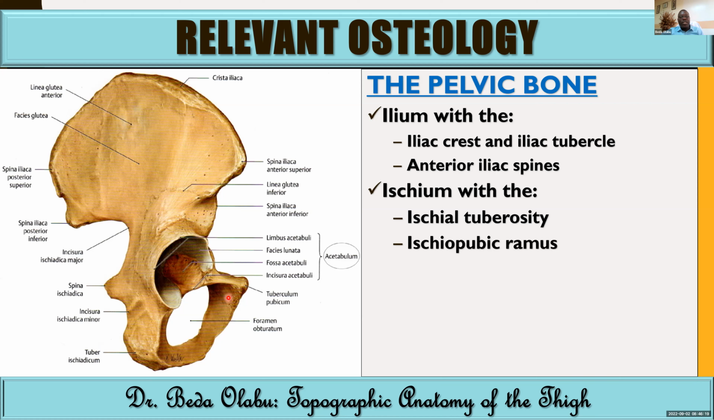The ischiopubic ramus is formed by two rami. Ramus means branch. Rami is the plural of ramus. This one here from the ischium going that way is the ischial ramus. And this one is the inferior pubic ramus, from this pubic bone. So the inferior pubic ramus and the ischial ramus are fused to form what we call the ischiopubic ramus, a union of the ischial ramus, the ramus of the ischium, and the inferior pubic ramus. So that's the ischiopubic ramus.